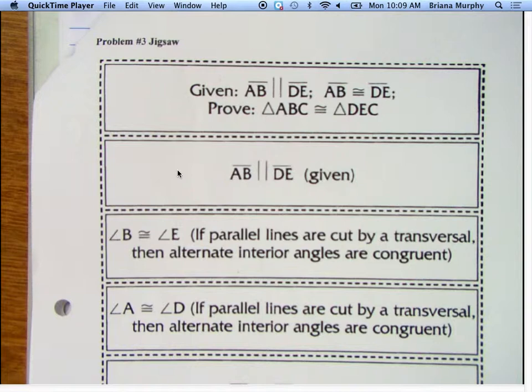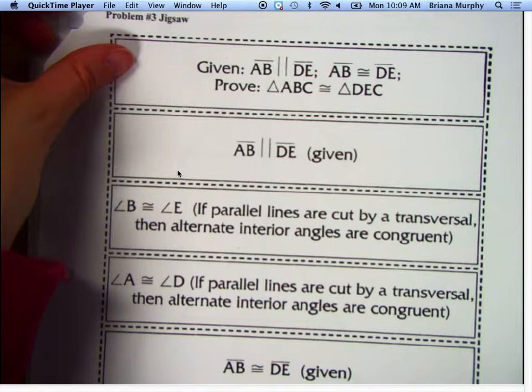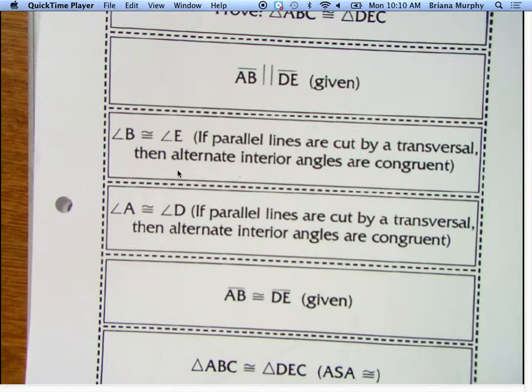Number 3, I'm given that AB is parallel to DE, and AB is congruent to DE, and I'm proving that the triangles are congruent, ABC is congruent to DCE. AB is parallel to DE, given. Angle A is congruent to angle E by alternate interior angles. Angle A is congruent to angle D by alternate interior angles. AB is congruent to DE by given. And the triangles are congruent by angle, side, angle.